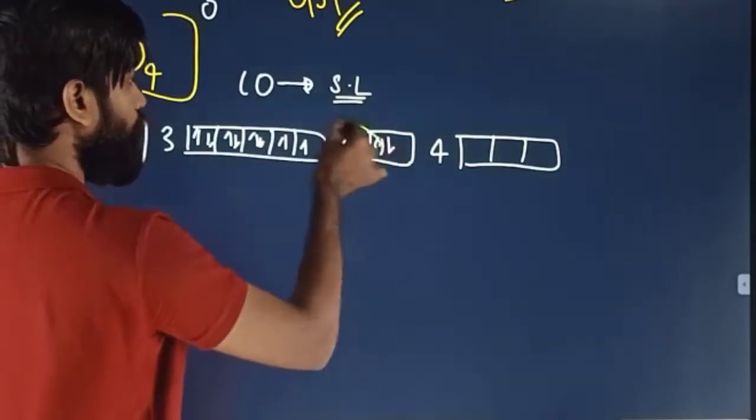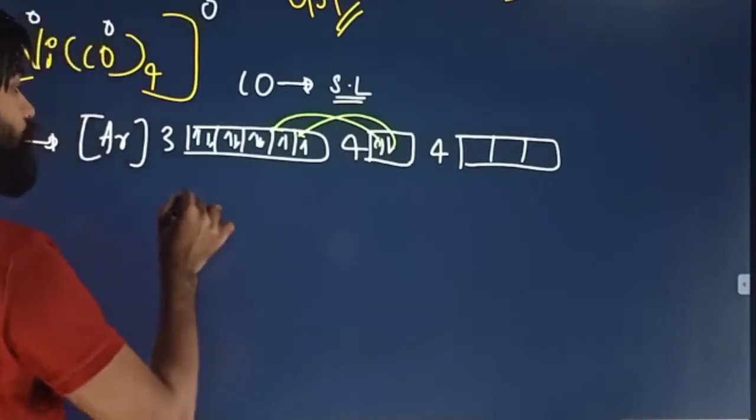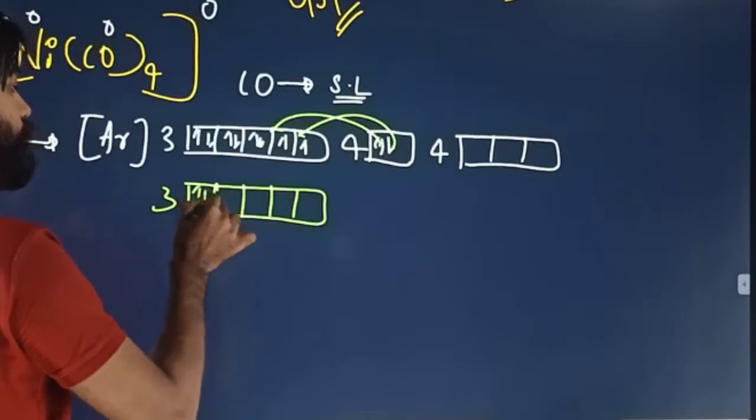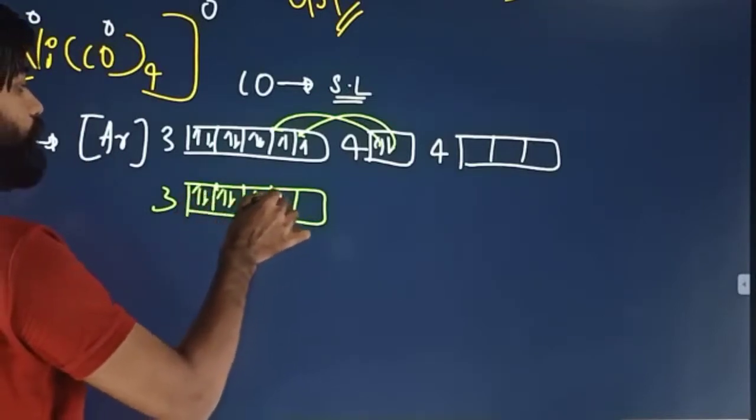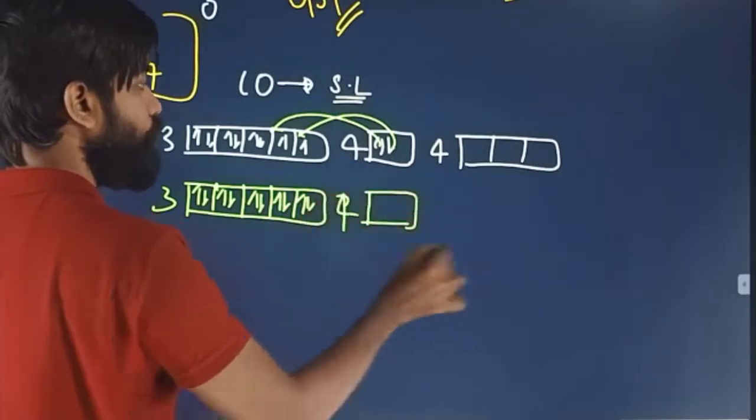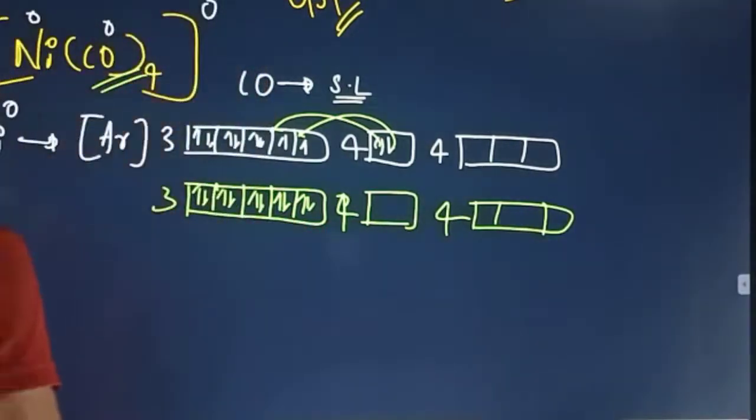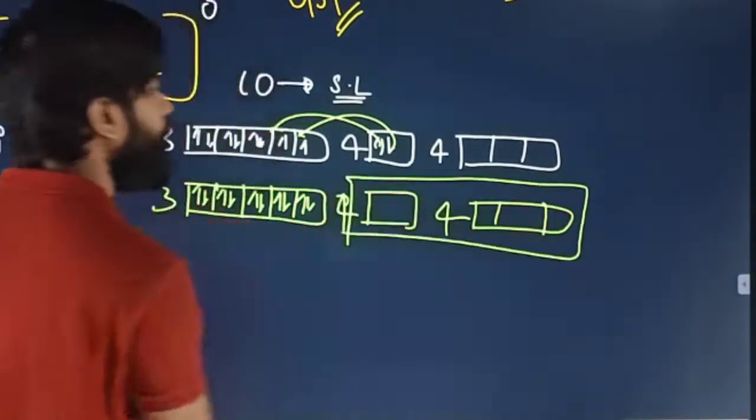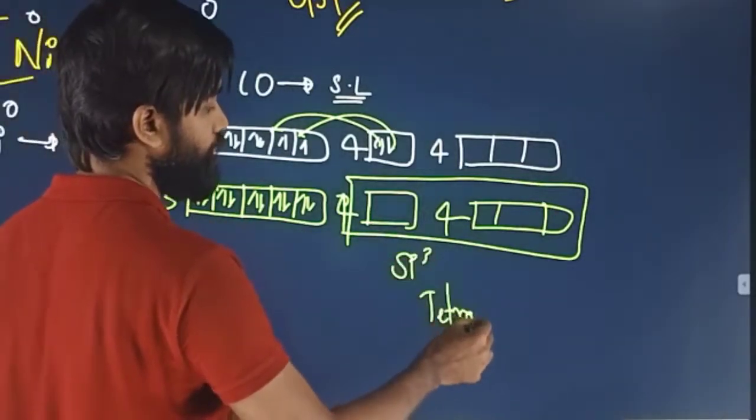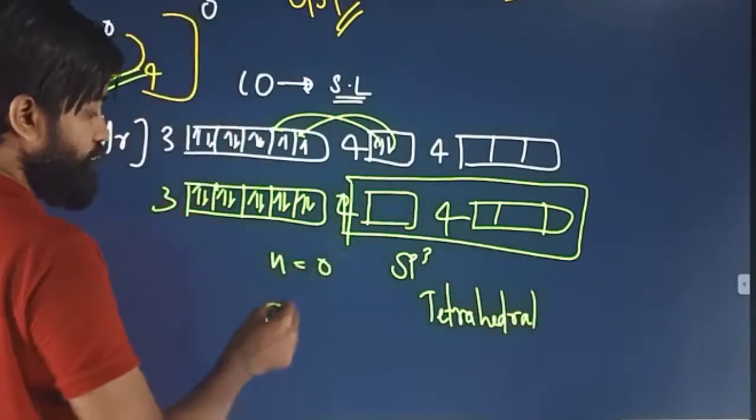So it pairs the inner orbitals. So inner orbitals are paired, so this becomes 3d10, as this one. And 4s is vacant, 4p also vacant. Where the coordination number is 4, it requires 4 vacant orbitals, where the hybridization is sp3. So the shape is tetrahedral. Where the n value is 0, so this is diamagnetic.